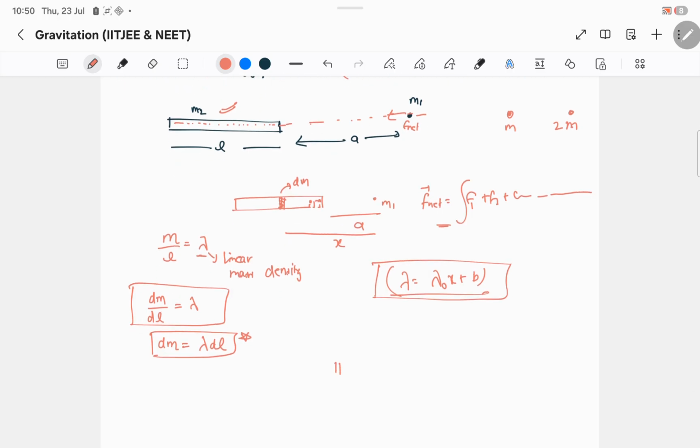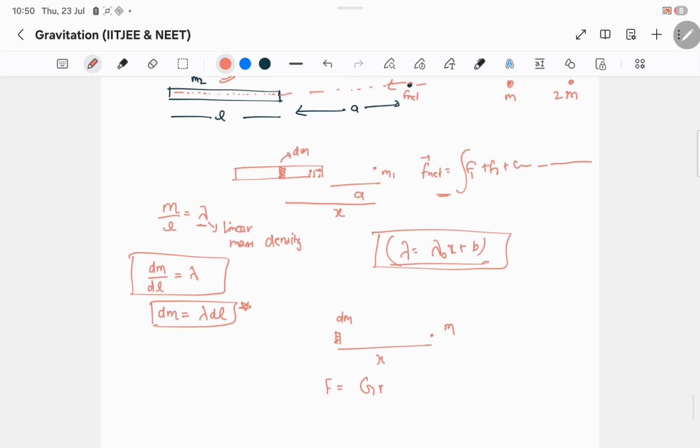You can say that there is a small dm, which is kept at x distance from mass m. Can you write the gravitational force between them? You will write G m small dm by x square. That's it. If you can write this, then we can easily solve this.